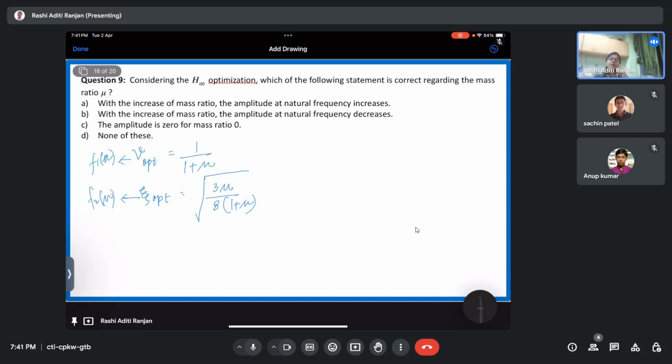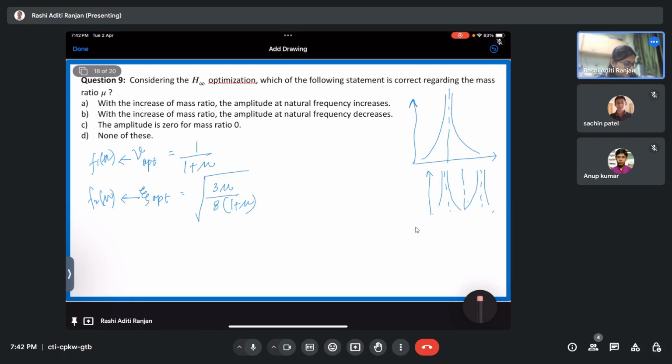The first thing you should remember from the analysis is that for my primary system, I was having a behavior like this. As soon as I introduce my secondary system, my amplitude frequency response changes like this. So the first thing to be kept in mind is that as soon as I introduce a secondary system, two new peaks are going to appear, and the values of omega at which these two new peaks appear will not be equal to the natural frequency of my primary system. Correct? These two things are to be kept in mind.